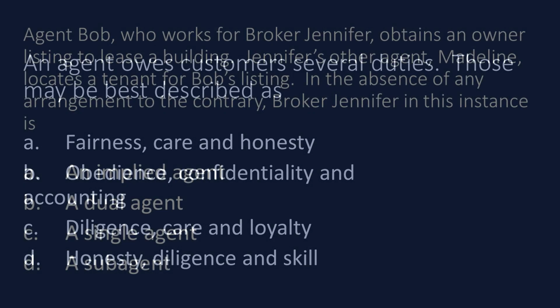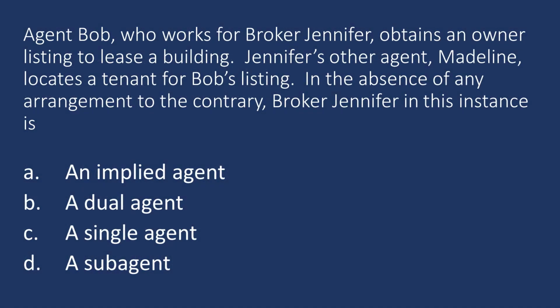Question number 12. Agent Bob, who works for broker Jennifer, obtains an owner listing to lease a building. Jennifer's other agent, Madeline, locates a tenant for Bob's listing. In the absence of any other arrangement to the contrary, broker Jennifer in this instance is A. an implied agent, B. a dual agent, C. a single agent, D. a sub-agent.